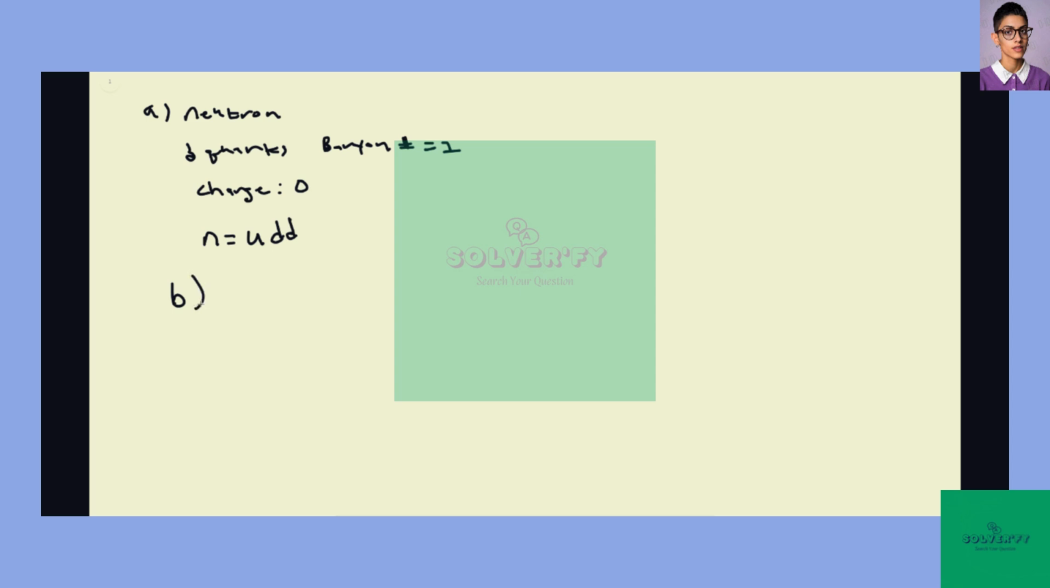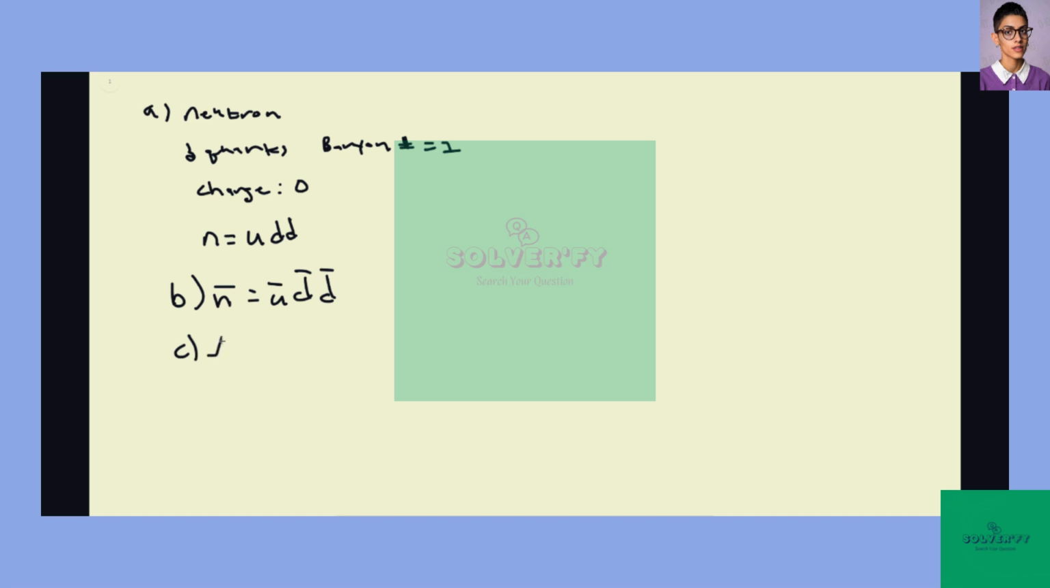So for B, it wants an antineutron. So the antineutron is just going to be the antiparticle of this. So the baryon number has to be minus 1. So it has to be the antiparticles of all of these. So it's just going to be anti-up, anti-down, anti-down.